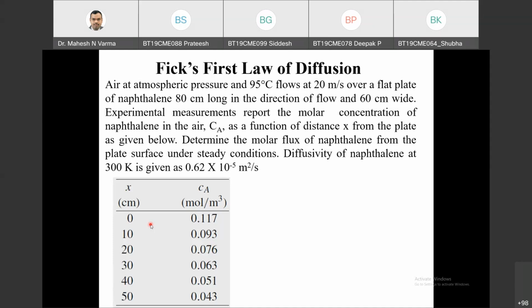Okay, sir. So what is dCA by dx? Roll number 49, Harshavardhan. It's concentration gradient. What is the value? Sir, 1 second, sir. 1 second.